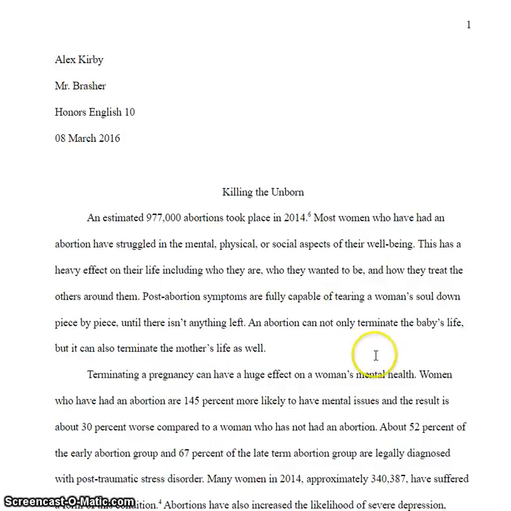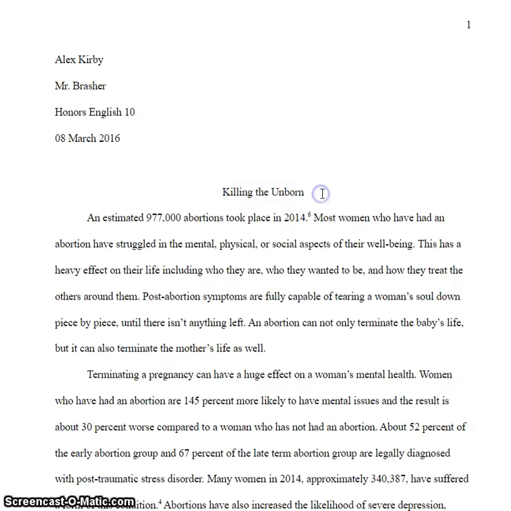All right, Alex, let's take a look at your paper. MLA citation first. You need to have your last name and page number up here. This is good, this is good, this is good. You have too many spaces right here, so you're going to want to move that up.